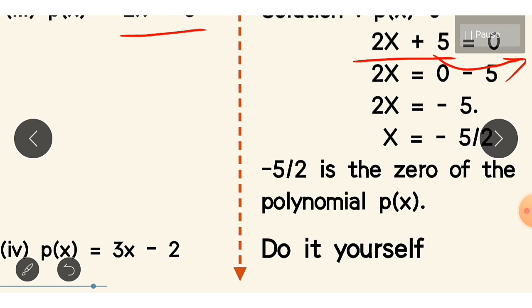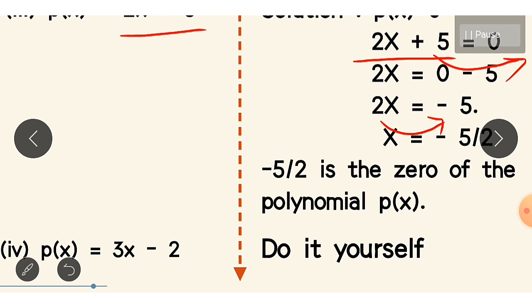0 minus 5 is minus 5. Take this 2 to the other side. Here 2 is multiplying with x. When you take the 2 to the other side of the equal sign, it will divide, the opposite operation. Now taking this 2 to the other side, we get minus 5 by 2. So x value here is minus 5 by 2. Minus 5 by 2 is the zero of the polynomial 2x plus 5.